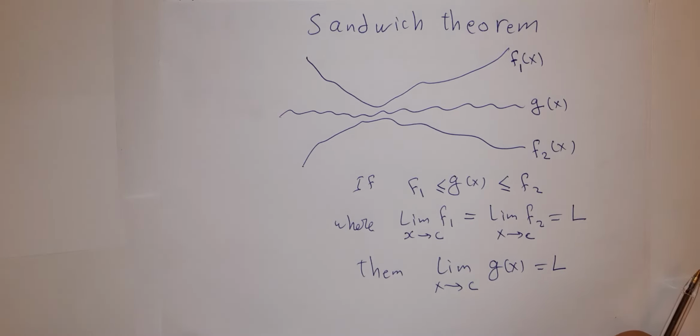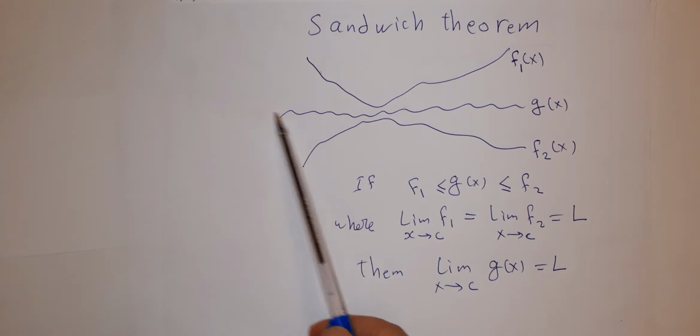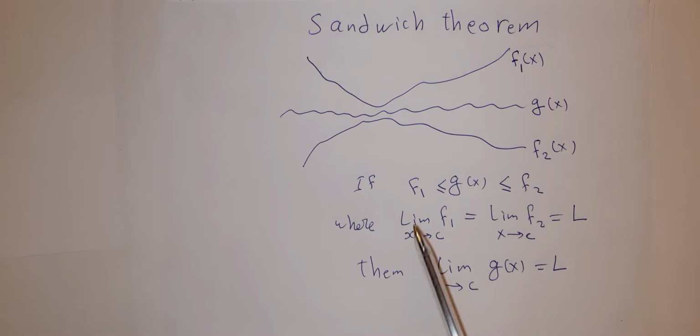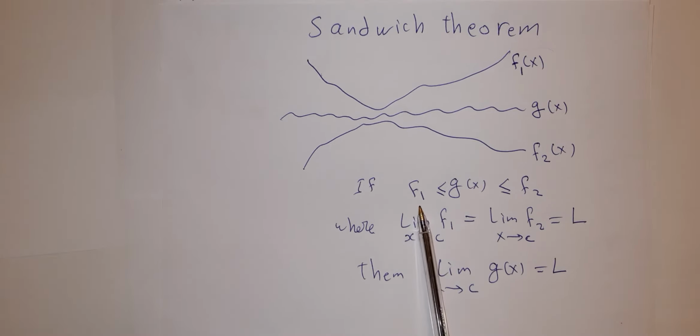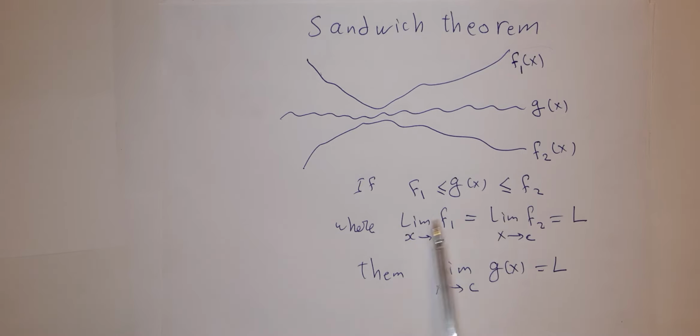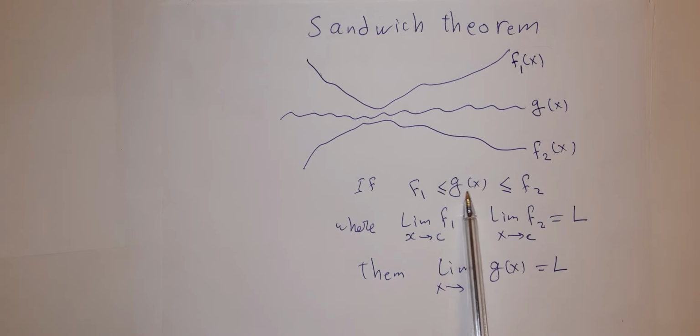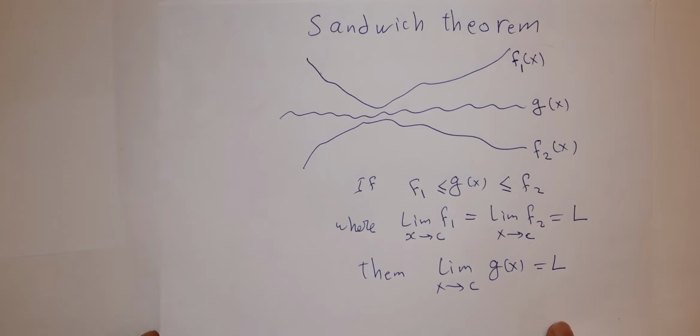We are going to discuss the sandwich theorem to find a limit of a function. If you have a function f1 and a function f2, and in between we have the function g of x, so if the limit of the function f1 when x tends to c equals the limit of the function f2 when x tends to c, if these two limits equal L, so the limit of the interior function g of x also equals L. Let me explain with an example.